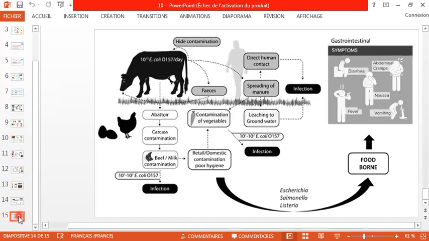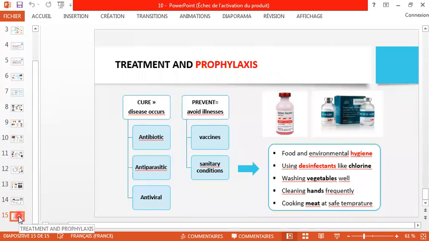And we finish by speaking about treatment and prophylaxis. So treatment is whenever you are already ill. It is when you are infected. You have the bacteria or the viruses. So you need to be cured, and cure of the disease occurs by using antibiotics, antiparasitics, or antivirals. Okay. So it is antibiotic for bacteria, antiparasitic for parasites, or antiviral for the viruses.